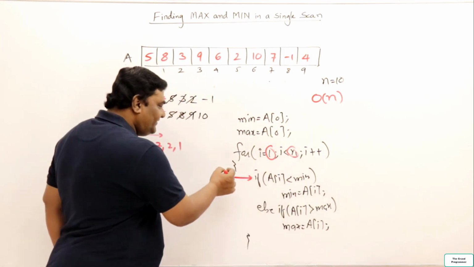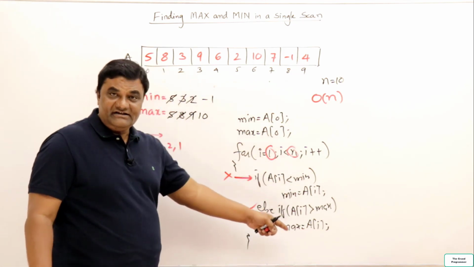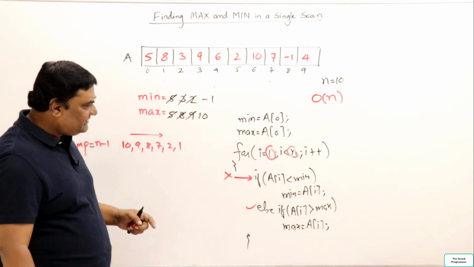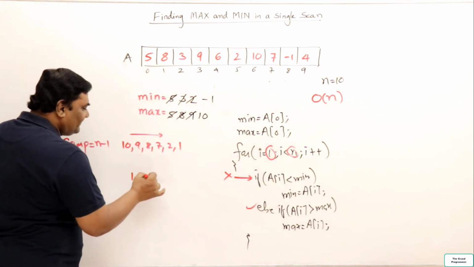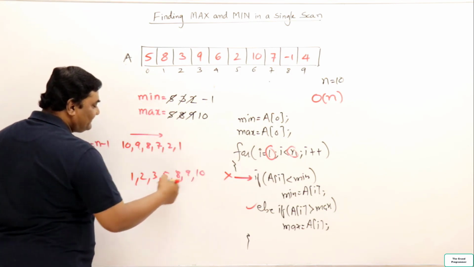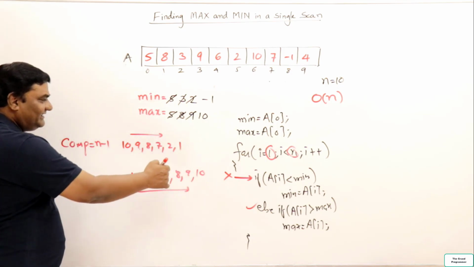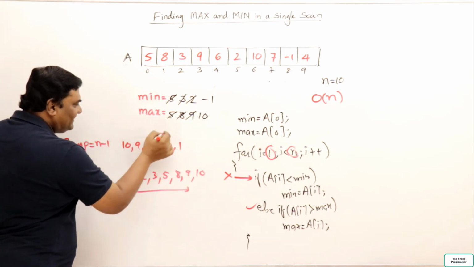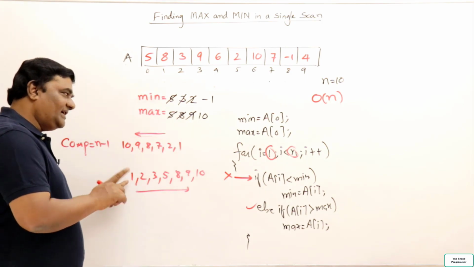Then what about this one? See, if this is always false, then always it will enter into this one and check this condition. So in what situation will it happen that this is always false? Let us take the list. It is 1, 2, 3, 5, 8, 9, 10. Suppose the list is like this, that is an increasing order. If I show an arrow like this, this is a decreasing order. This is increasing order. See, this is minimum and maximum, right?